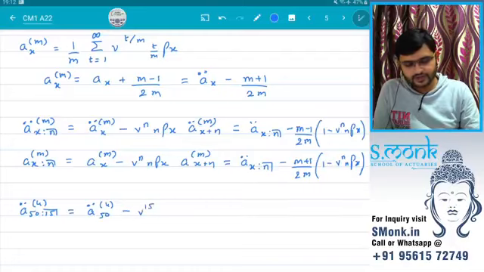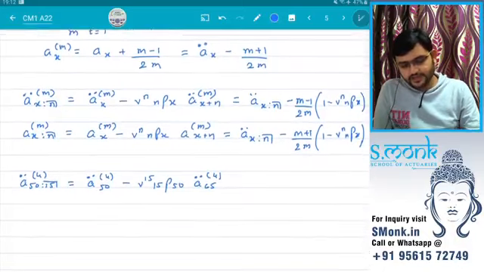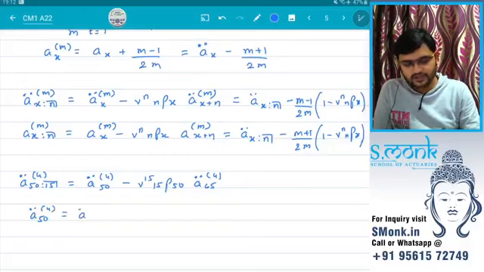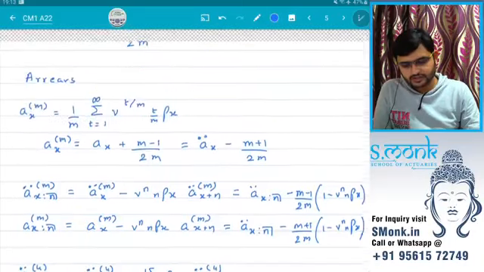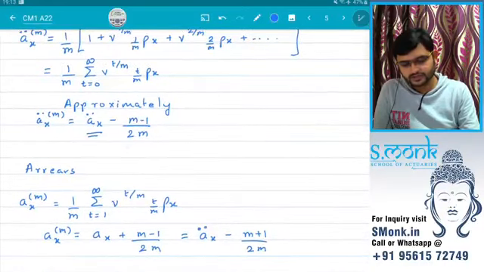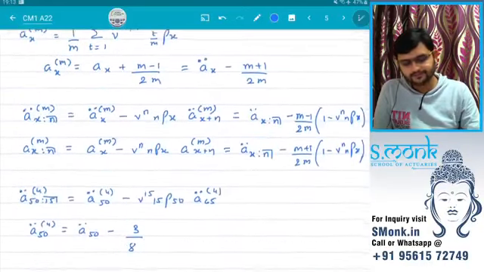minus v raised to 15, 15p50, then we'll have ä 65 payable 4 times. Now we'll separately calculate ä 50 payable 4 times, which should be ä 50 minus (m minus 1) upon 2m. m minus 1 would be 3, 2m would be 8. Okay, so this is what we had, right? ä x minus (m minus 1) upon 2m.